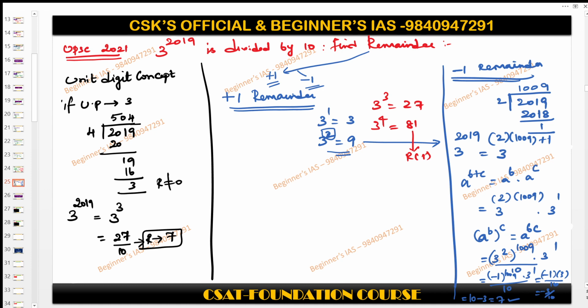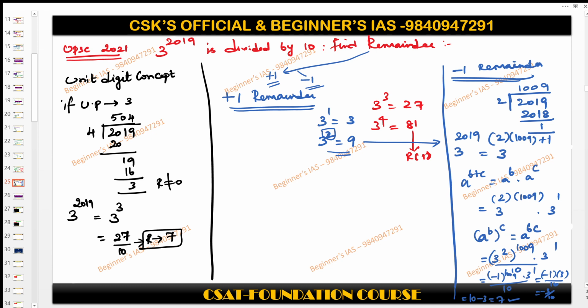Understanding? So this is quite complicated. Not complicated. You need to learn this method. No other way. The first method, the unit digit concept, is not applicable in all the cases. Here, the plus 1 and minus 1 concept is applicable in all the cases. It is not complicated. You need to check the cyclicity. So that is very important.